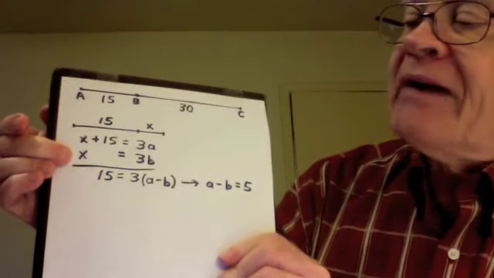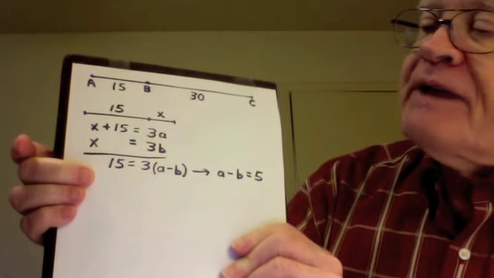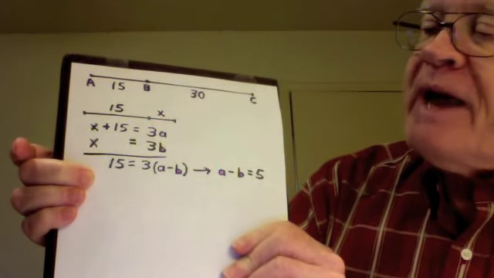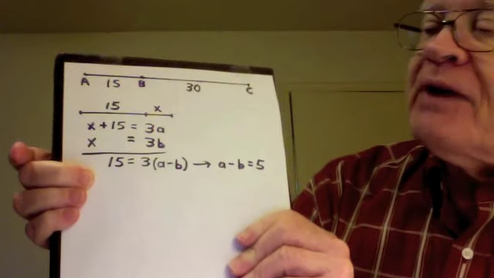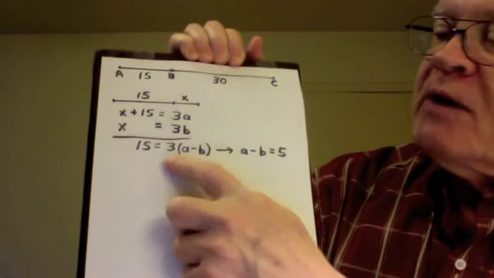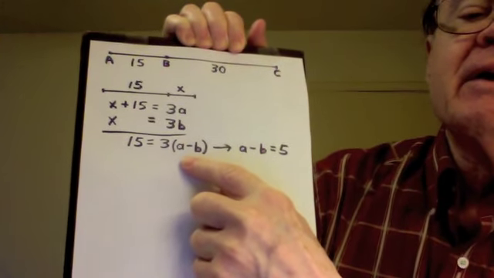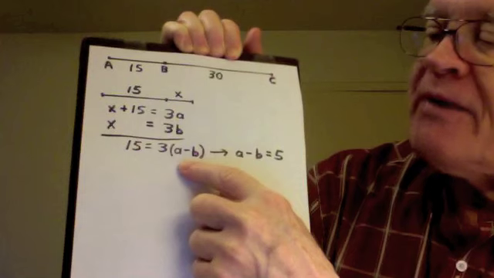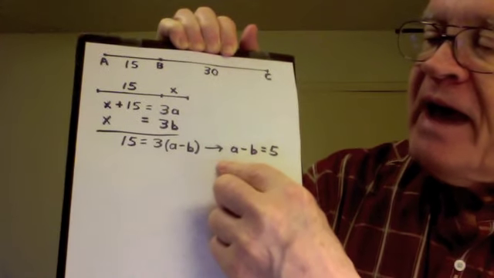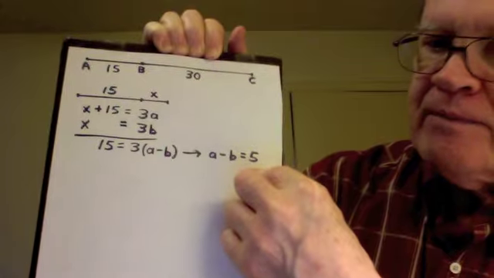I subtract this equation from this one, and I get 15 equals 3a minus 3b. I factor out the common factor 3, so I have 15 equals 3 times (a minus b). Dividing both sides of that equation by 3 gives me a minus b equals 5.